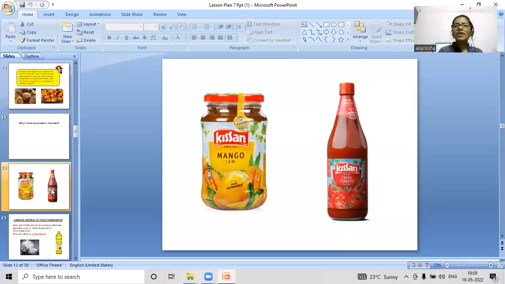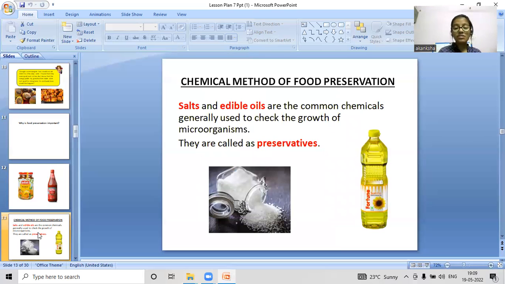Yes, very good. So are they having the same preservatives as that of a pickle? Or yes or no? No, not as the pickle. Yes. So what special preservatives they are having? We will see them, right? They are having some chemical preservatives in it, which make them last for a longer period of time. So let's see what are these chemical methods of food preservation. So what chemicals we use? So salt and edible oils are the common chemicals which are generally used to check the growth of microorganisms, and these are called as preservatives, right?